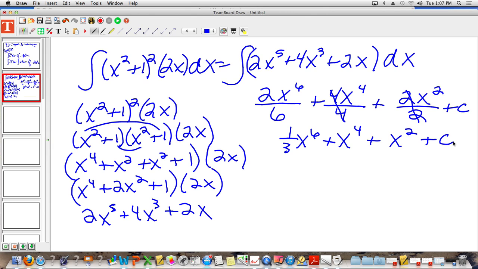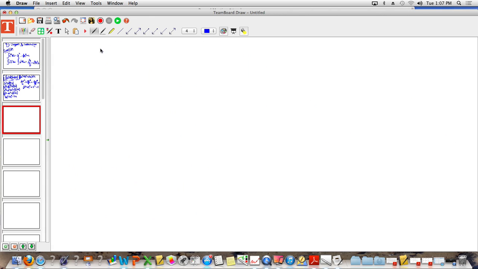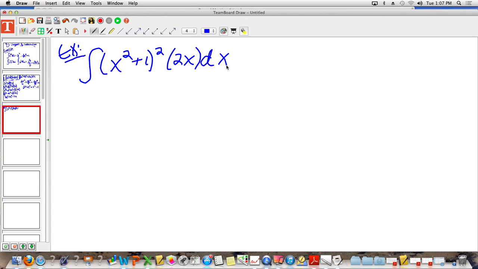All right, so what I would like to do is go back to this problem. Now you can start writing. We're going to go back to this problem, and I'm going to show you guys the method using the chain rule. All right, so we are going to integrate x squared plus 1 to the power of 2, 2x dx. All right.